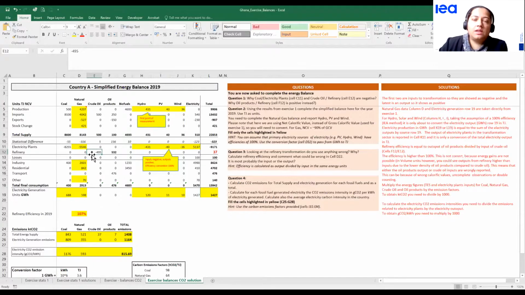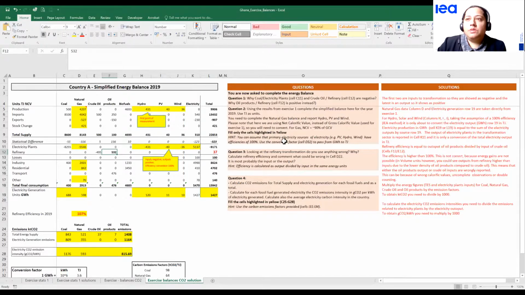In the transformation sector, we have a sign convention where inputs are reported as negative. And why is oil products refinery, cell F12, a positive number? The answer is because it's an output of the transformation. The second question is, using the results from exercise 1, complete the simplified balance for the year 2019. You need to complete the natural gas balance and report also hydro, solar PV, and wind.